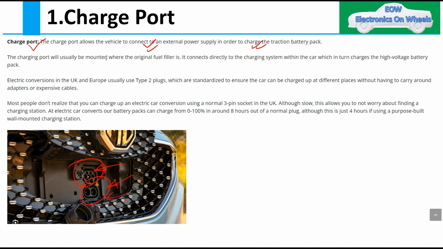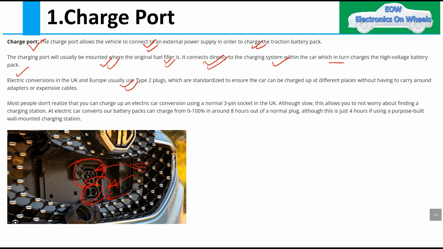What else does it do? The charging port is usually mounted where the original fuel filler is, either on the back side or here, but it depends on the OEM, where you are putting your onboard charger and other components, and how you are doing the packaging. It all depends. It connects the battery directly to the charging system within the car, which charges the high voltage traction battery pack. Electric cars in the UK and Europe usually use the type 2 plug. We will see what types of plugs we have.